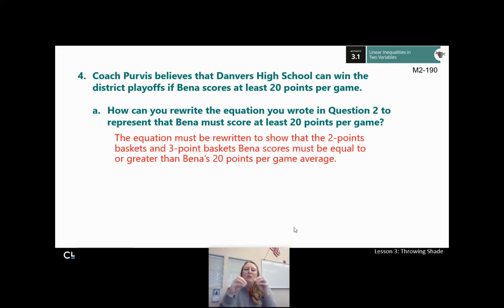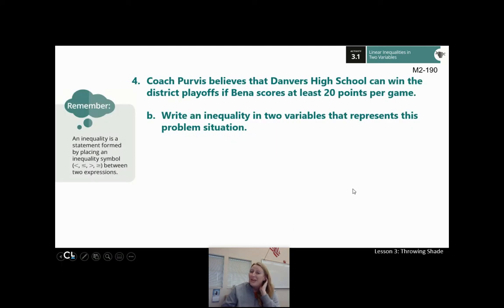So the equation must be rewritten to show that the 2-point baskets and 3-point baskets that Benna scores must be equal to or greater than Benna's 20 points per game average. So with that in mind, write that inequality. It is an inequality in two variables because we have an x and y in it, but write the inequality that represents the situation. Go ahead and hit pause, write it down, hit play when you're ready to keep going.